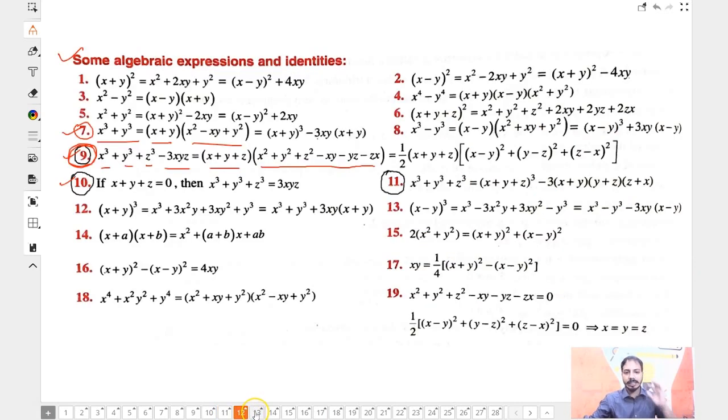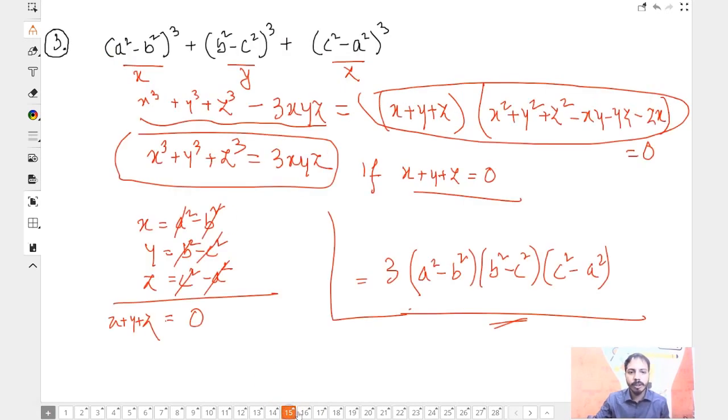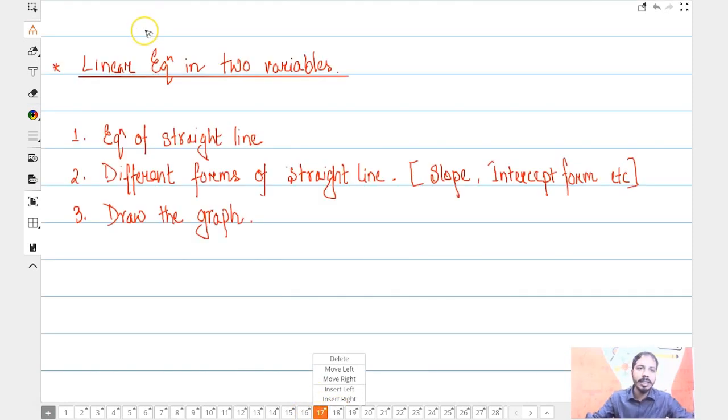Now let me go to the next chapter. And guys, in the course that I have designed for this, there will be discussion in detail and from basics too. Okay. So now let me go to the next topic. Next topic is linear equation in 2 variables.